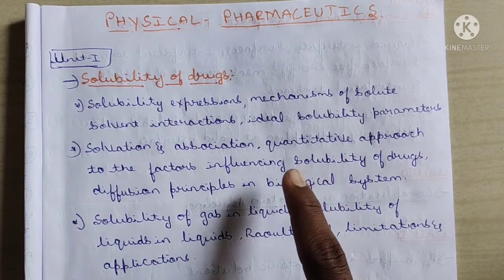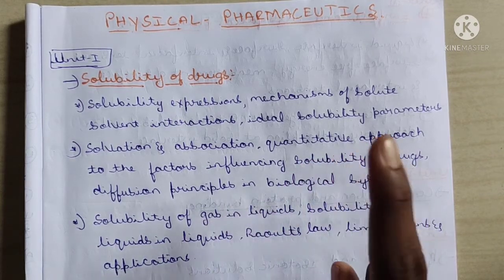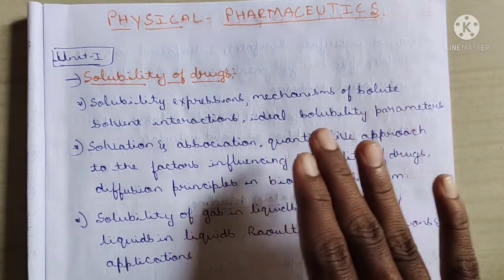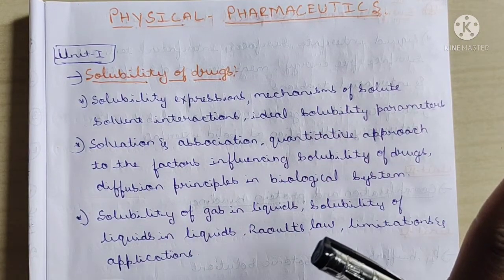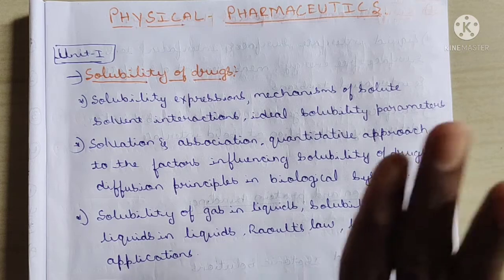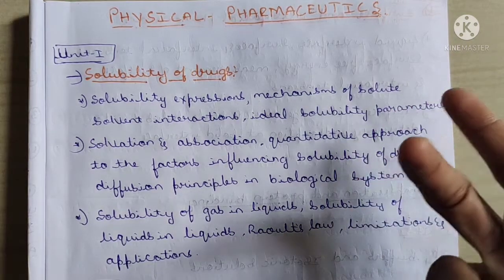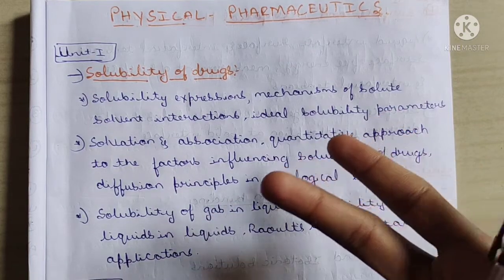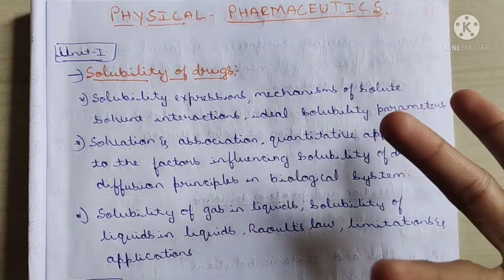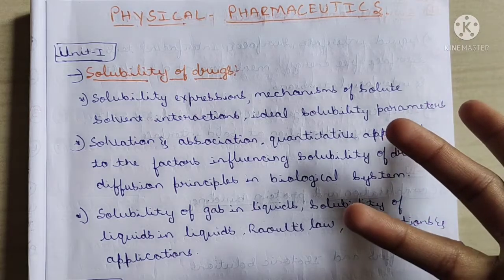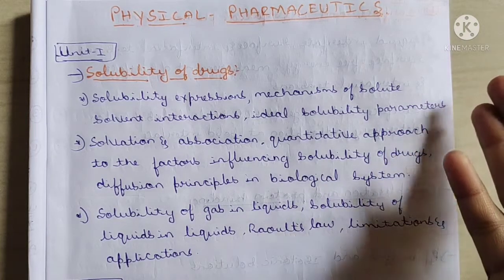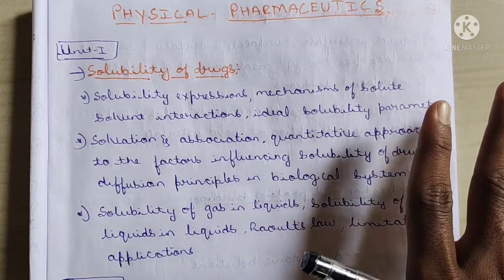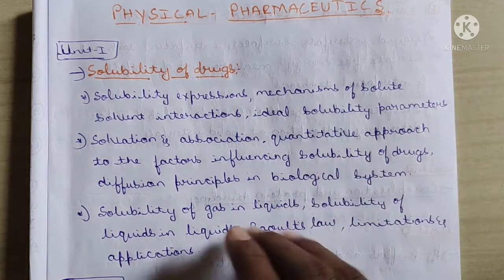Yes, here in physical pharmaceutics, unit 1, we will discuss the solubility of drugs. See here, physical pharmaceutics is a very simple subject. Here we are just reading some of the physical and chemical properties of drugs: soluble or not, miscible or not. Then we will discuss the physical and chemical properties of liquids and solids. Very easy concepts, basic concepts are there in our third semester.